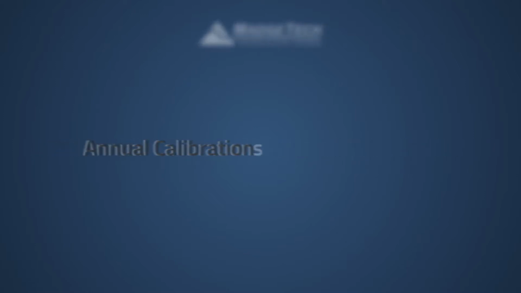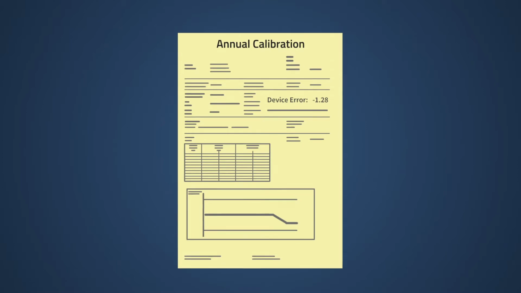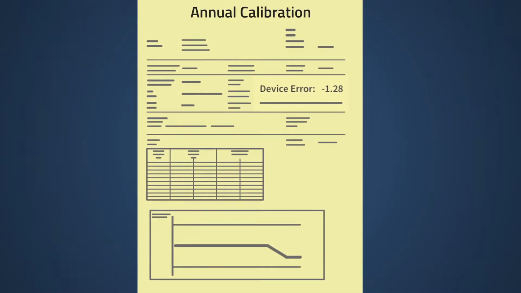If after following the manufacturer's recommended interval, it's found that the calibration report comes back with a device error that has deviated beyond process tolerance, it would be wise to advance the frequency of calibration.